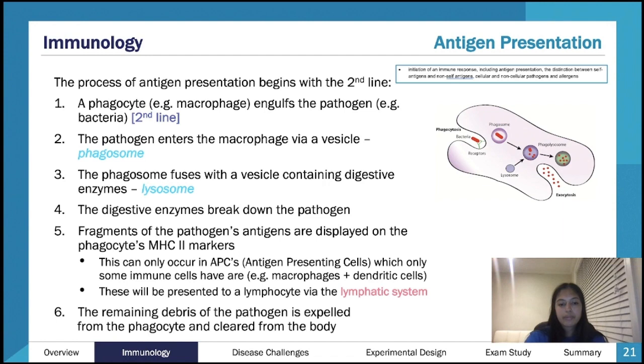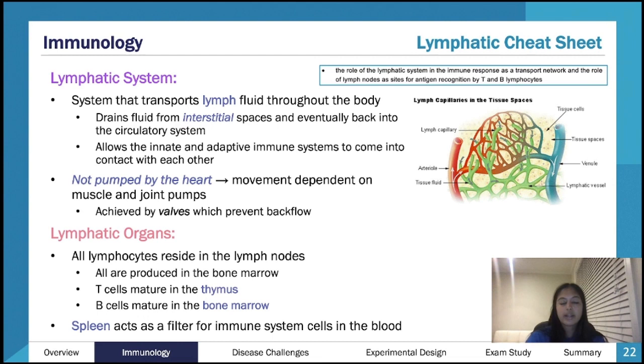Perfect. Okay, so looking at our lymphatic system, this is where we're getting into our adaptive stuff. The lymphatic system transports lymph around the body, and lymph filters your blood and gets rid of fluid. It's closely linked with the circulatory system, but it's not blood, so it's not pumped by the heart. It just moves based on valves and your muscles moving and shooting the liquid up. So that's your lymphatic system in general.